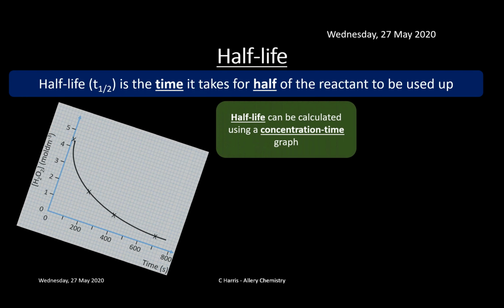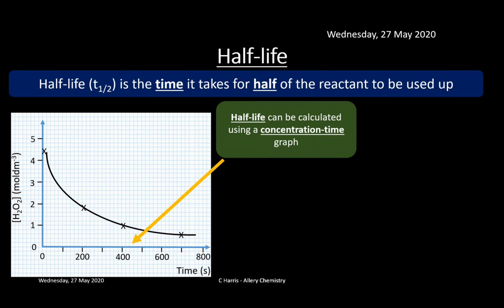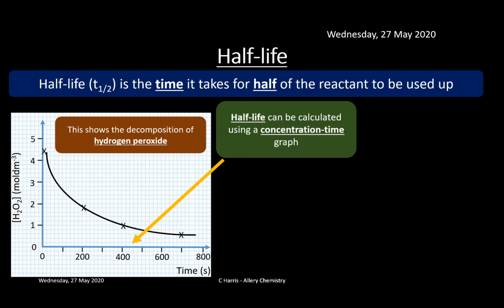So we're going to pull up a graph here, which shows the concentration of a substance decreasing over time. So there's a reactant being used up, and time is measured in seconds. Half-life can be calculated using this type of graph, a concentration-time graph. This type of graph is developed straight from a practical. You put your results in here, showing how concentration is changing over time. This is showing the decomposition of hydrogen peroxide, as you can see.